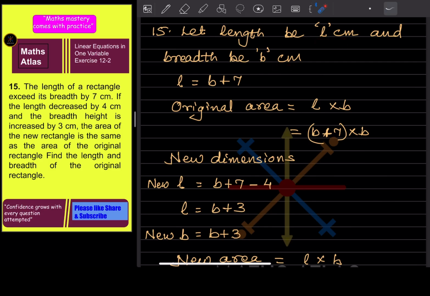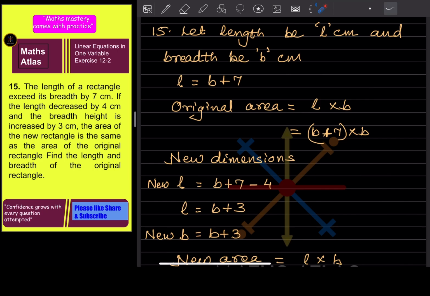So then the next one, they said the length exceeds its breadth by 7. So length exceeding breadth by 7 means B plus 7. So again, this equation is important. First, according to this, the original area is length into breadth. So length we have considered B plus 7 and this is B. This was the original area.